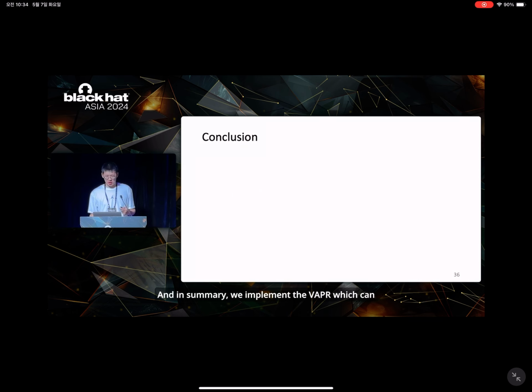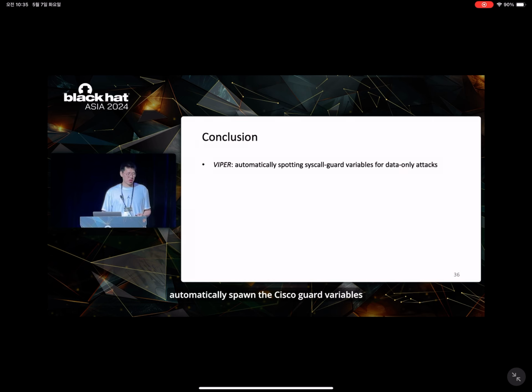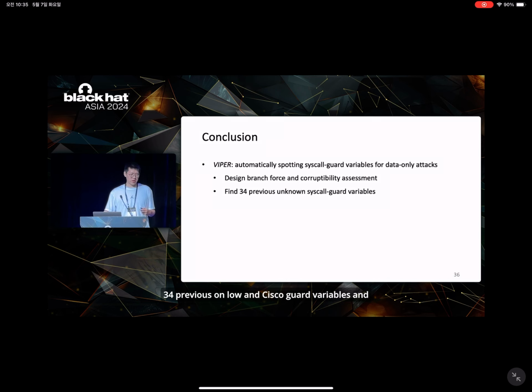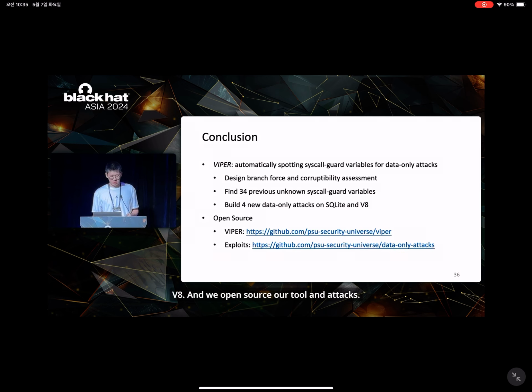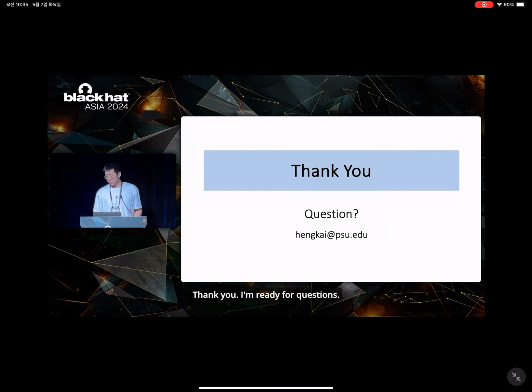And in summary, we implemented Viper, which can automatically spot the syscall guard variables for data-only attacks. We designed the branch force, and we also assessed their capability. We found 34 previously unknown syscall guard variables and built 4 new data-only attacks on SQLite and V8. And we open source our tool and attacks. And thank you. I'm ready for questions.